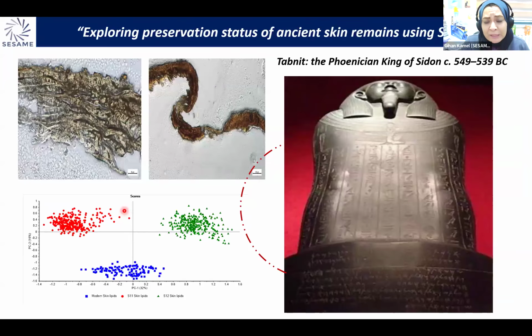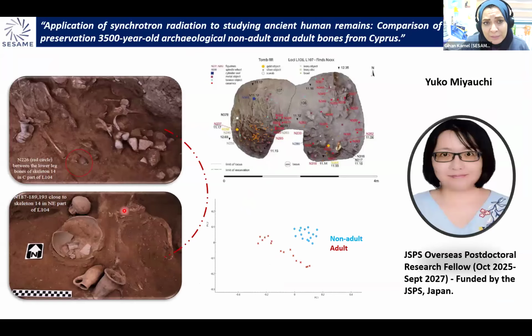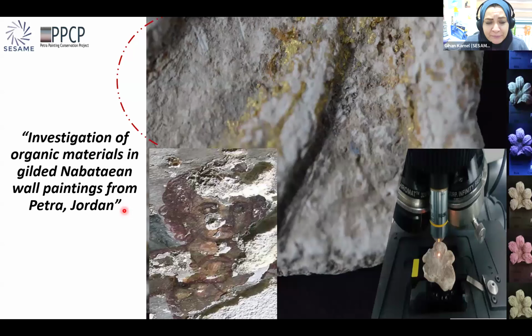In Morocco, this is skin, ancient skin from Turkey. This is for human remains also, 3,500 years old. Human remains differentiating between non-adult and adult. And I'm happy just to share with you that I have Yuko Miauchi, a postdoc, here with me in the office listening to this. Yuko started as a user and now she's also working as a postdoc at the Beamline.